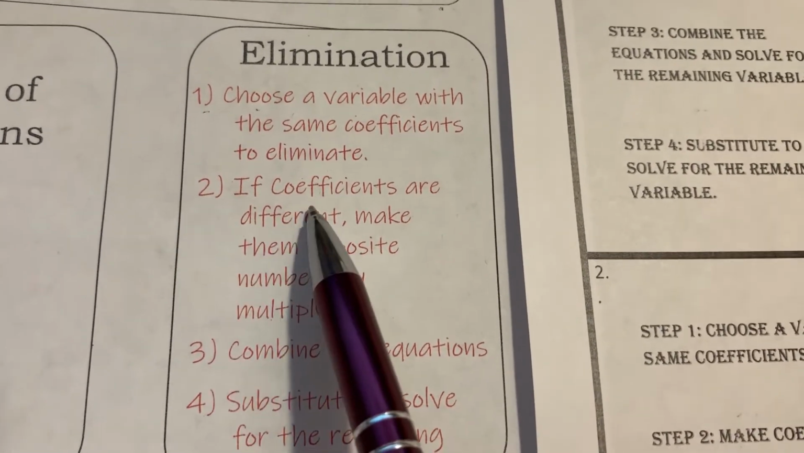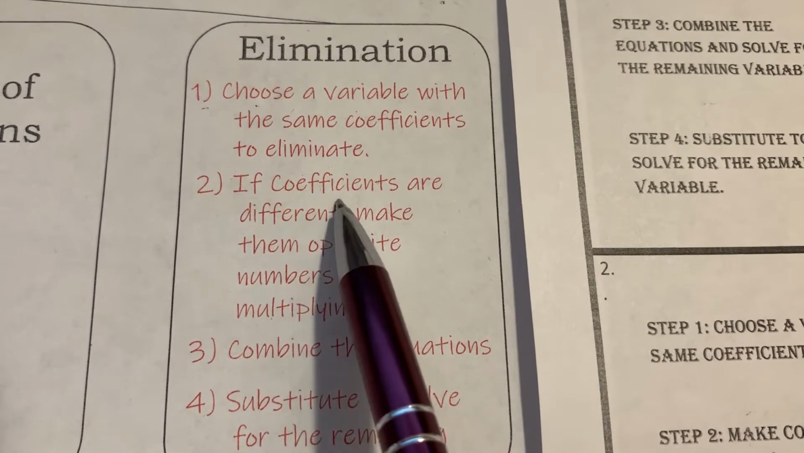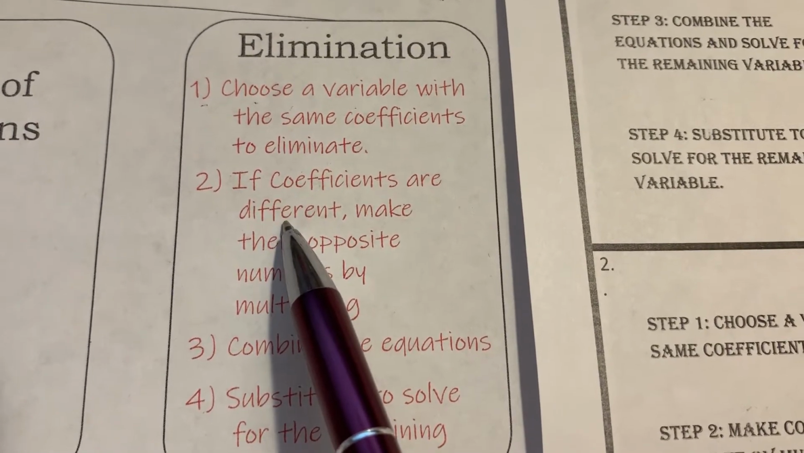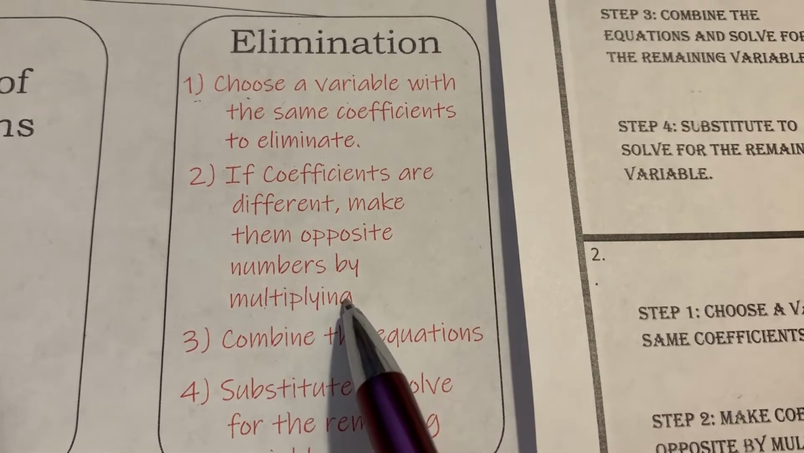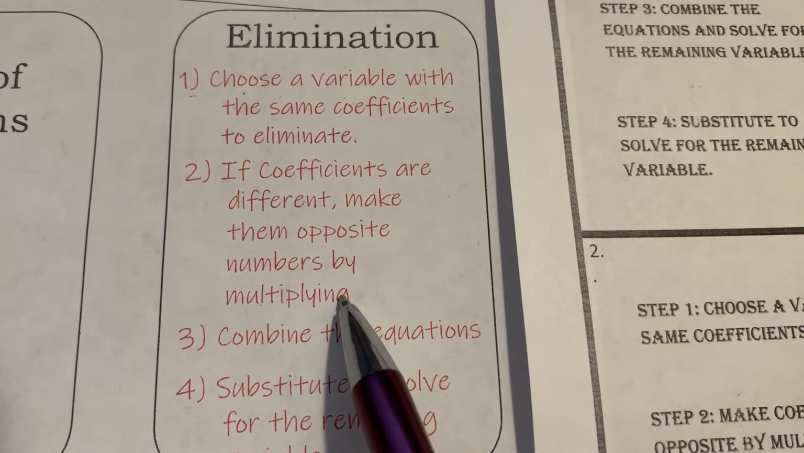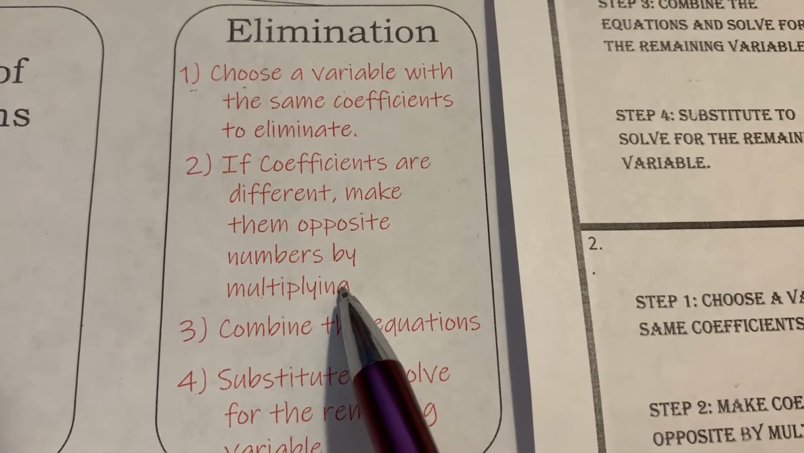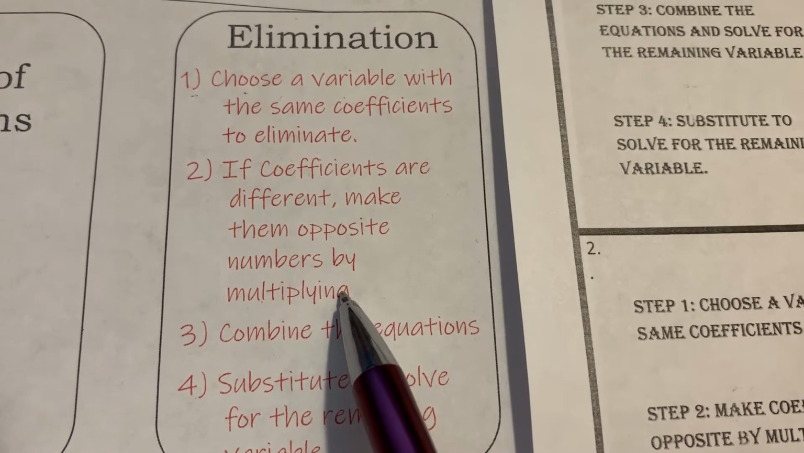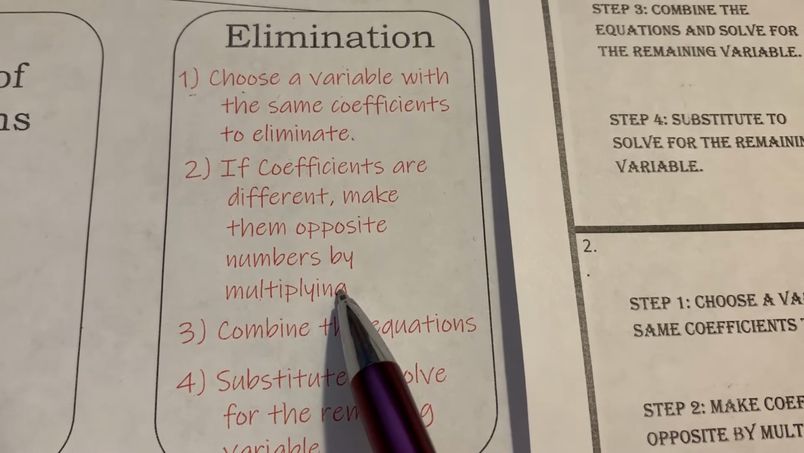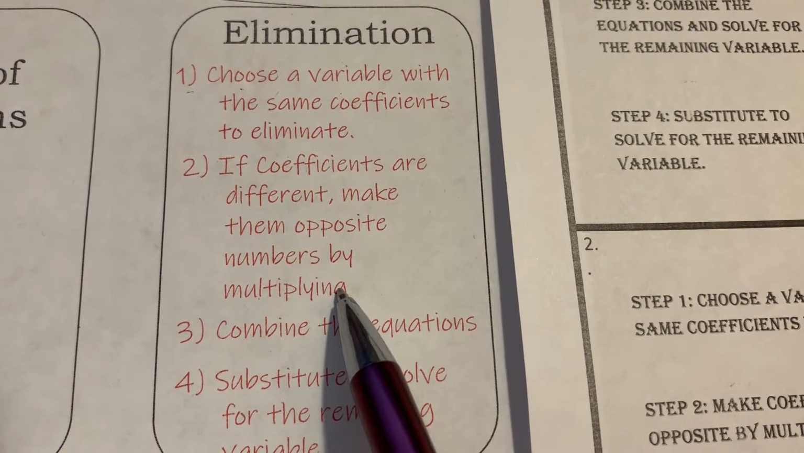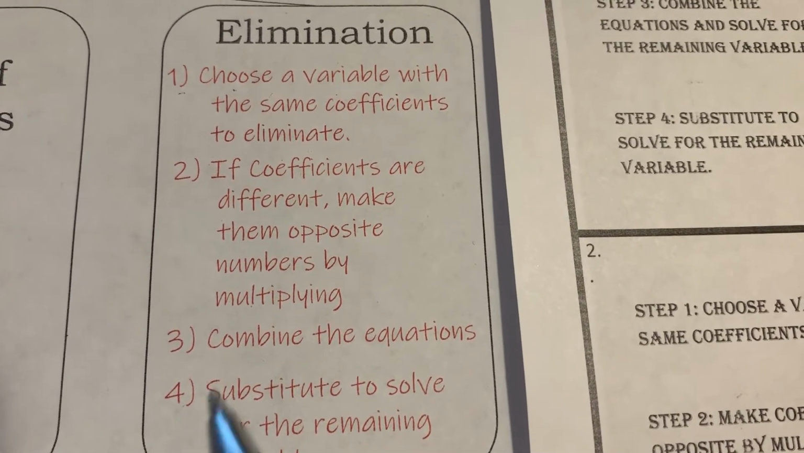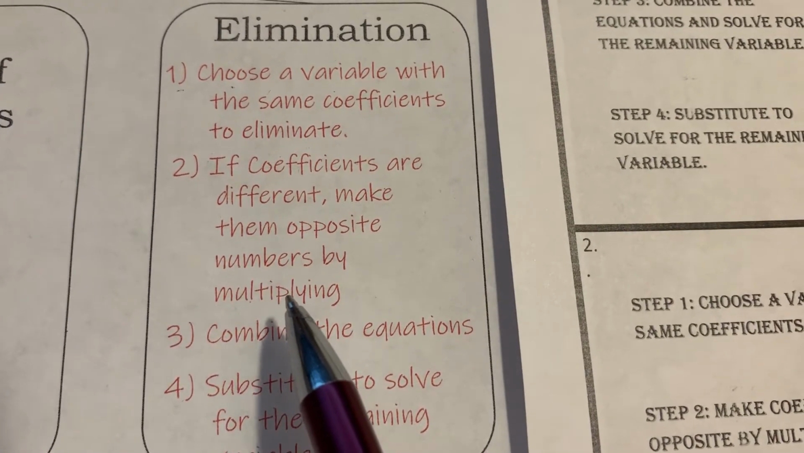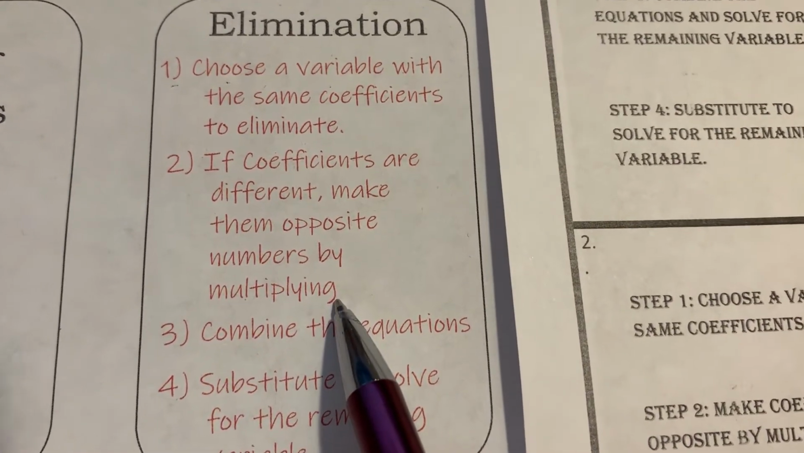Step 2 is that if the coefficients are different, you're going to make them opposite numbers by multiplying. So if you have 5x and 5x, then you want to make one negative. But if you have something totally different, as you will see in one of the examples, you're going to have to choose a number to multiply it by to get the same coefficient.